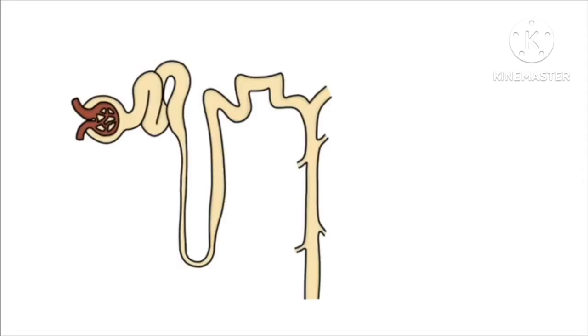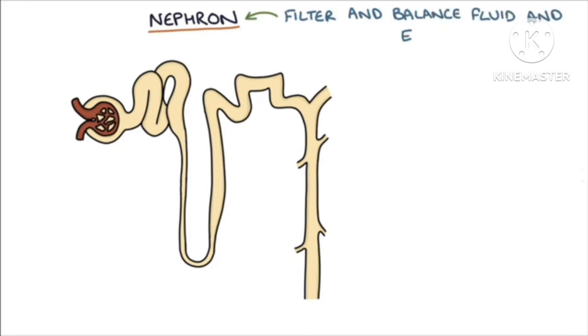So to go through the mechanism of action of thiazide diuretics, firstly we need to have a basic understanding of the function of the kidney. To briefly go through that, the kidney is made up of about 1 million tiny tubes called nephrons, and these nephrons are responsible for filtering and balancing fluid and electrolytes between the blood and the urine.